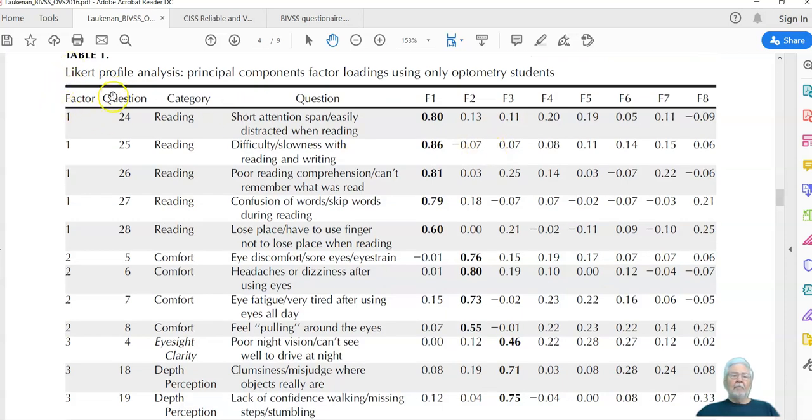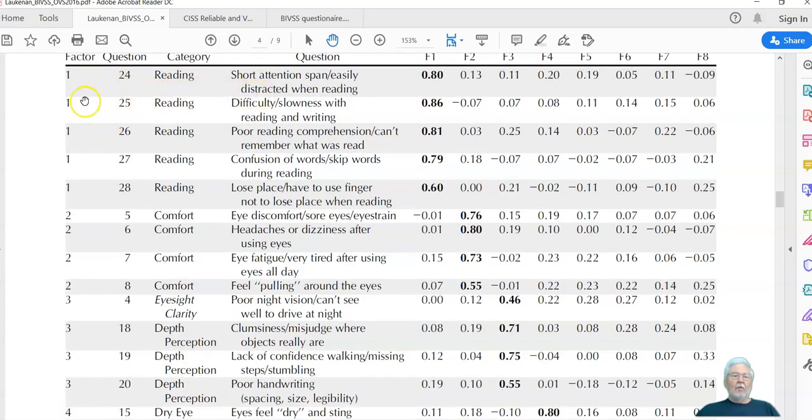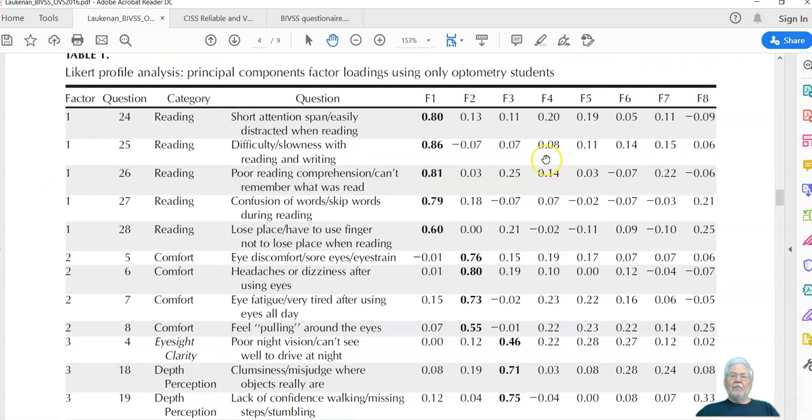So here we have, for example, the profile analysis for the Likert scale. In this scale we have 8 factors. These 5 questions clustered together in the survey itself: questions 1 through 5, I mean 4, 5, 6, 7, and 8. We gave them a common category name of reading: short attention span, easily distracted when reading, difficulty or slowness with reading and writing. So the underlying factor that we can't observe directly is their reading ability. By asking multiple questions, we get a more reliable estimate of where a person falls along this subscale.